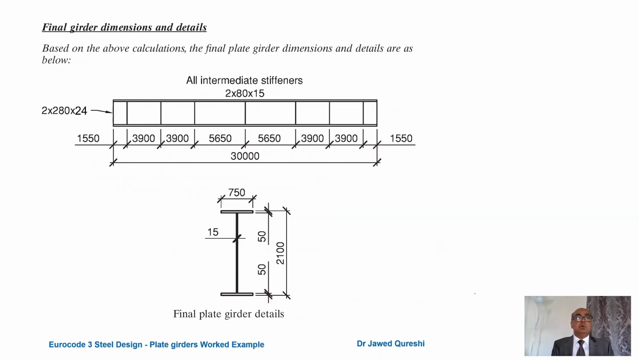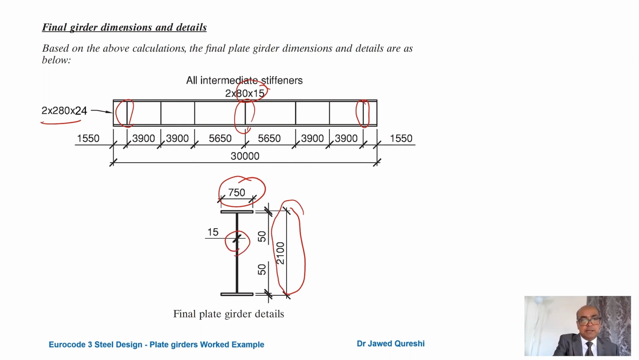Now, once we have designed all the stiffeners, this is giving us the full picture. Details of these stiffeners are here. We have these outside stiffeners, which are two stiffeners 280 by 24, and these two stiffeners are at the supports. And then we have these intermediate stiffeners, including this central stiffener, which are two stiffeners 80 by 15. The flange width is 750. The total height of the section is 2.1 meter, the thickness of the web is 15, and the thickness of the flange is 50. So this gives us the overall dimensions of the plate girder after going through all the design process.